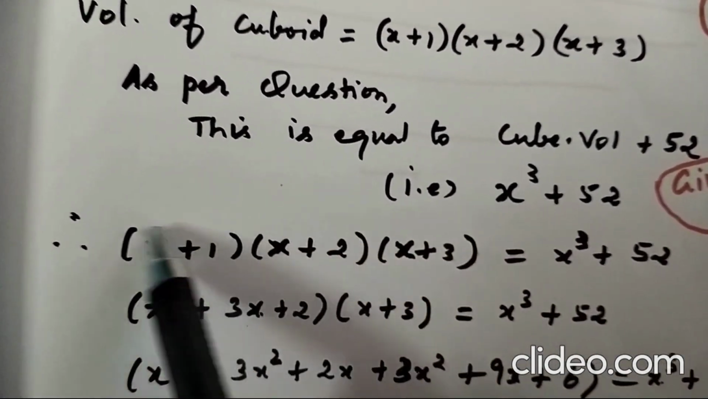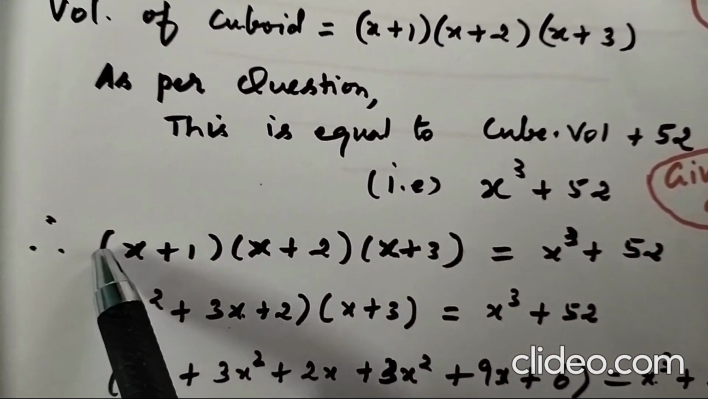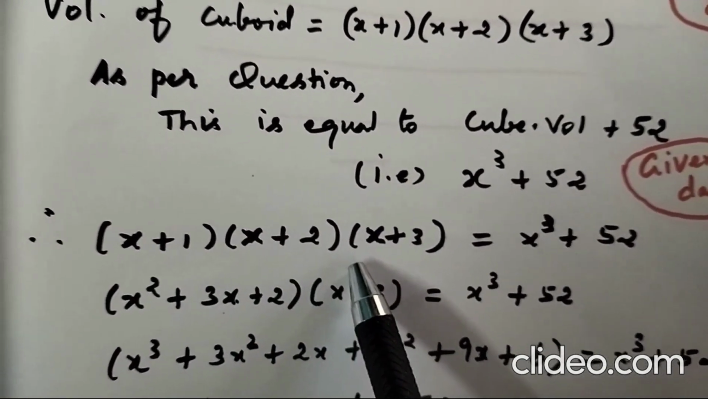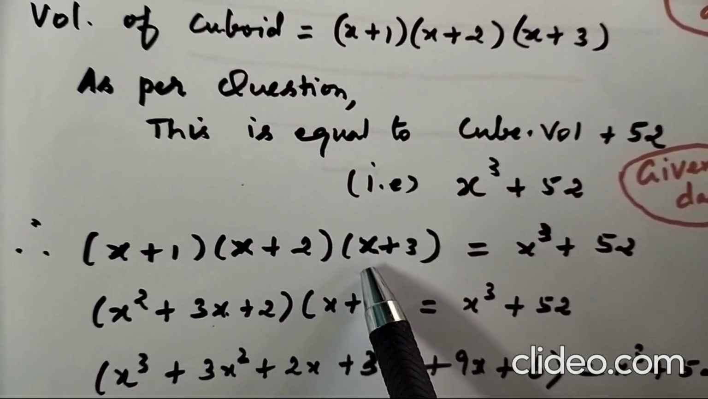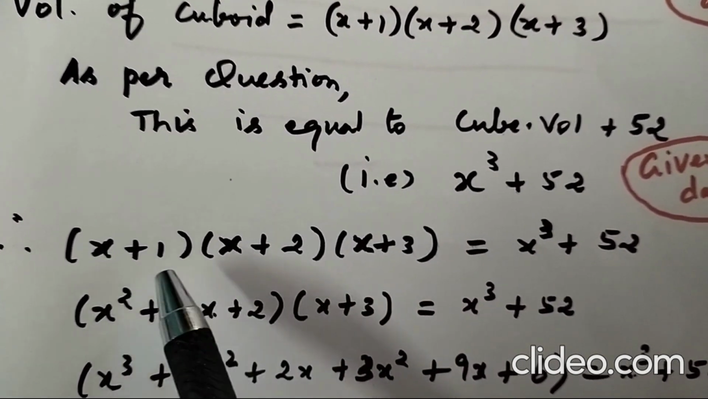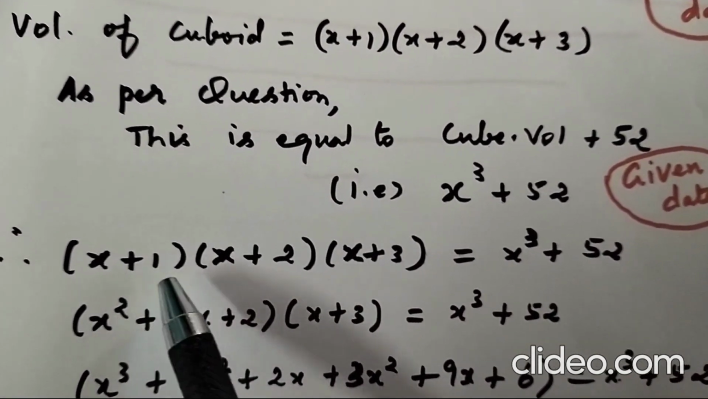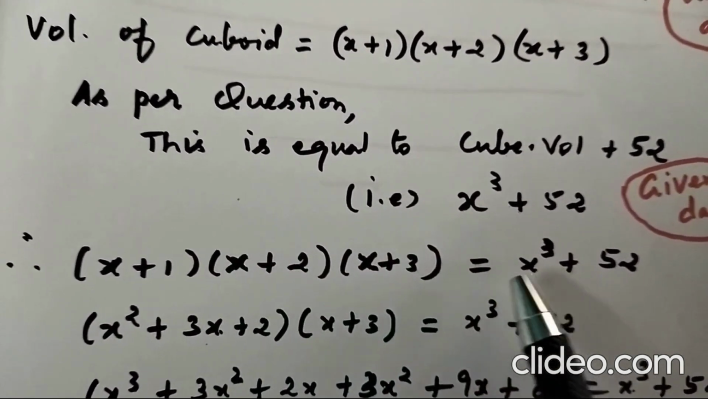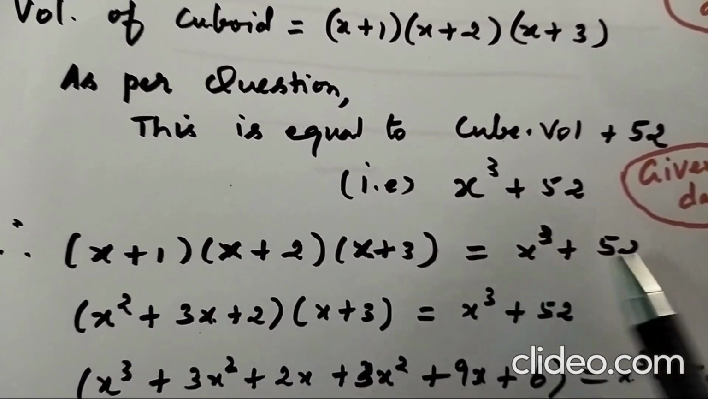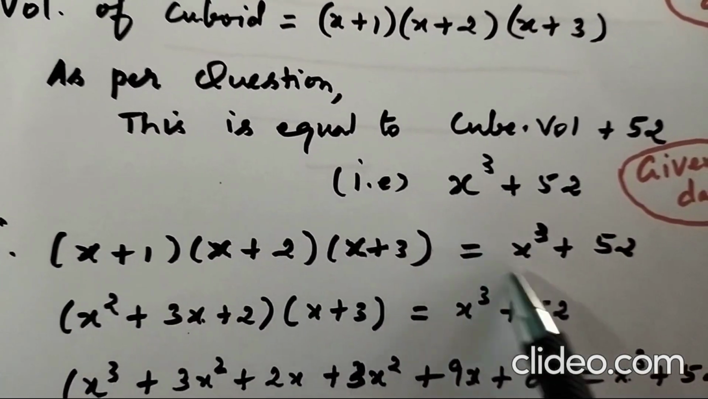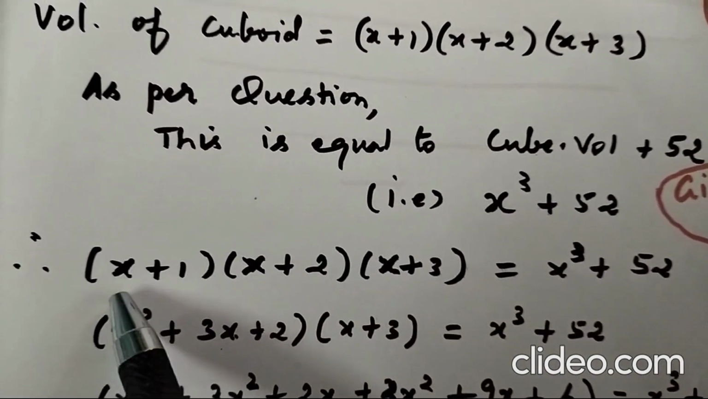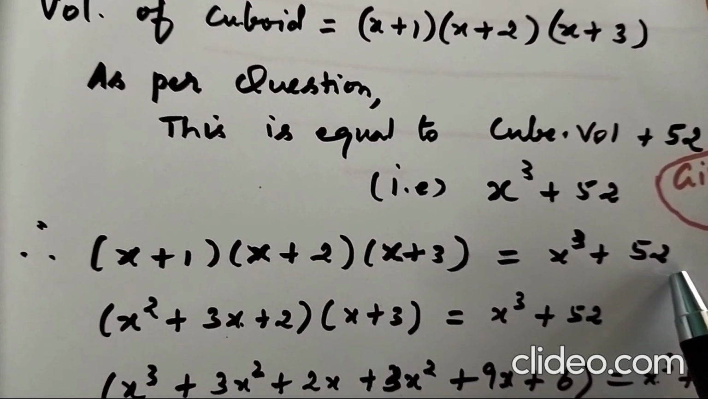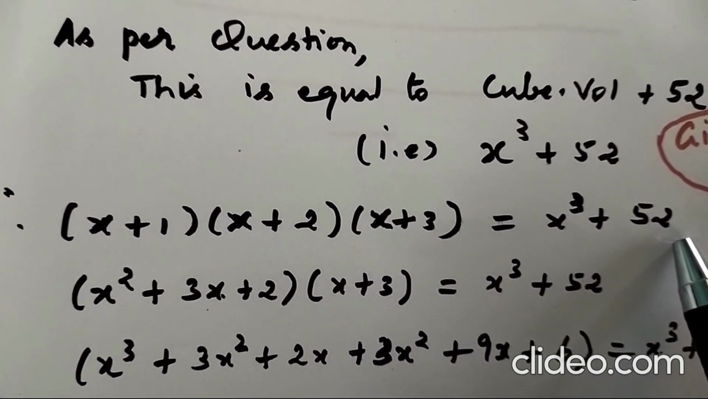So this particular equation I have put here consists of satisfying both given data from the question. What are the two given data? The new volume is increased by 1, 2, 3. That is also included here. This new volume is equal to cube volume plus 52. So this is the second given data here. So this particular expression satisfies both the given data from the question.